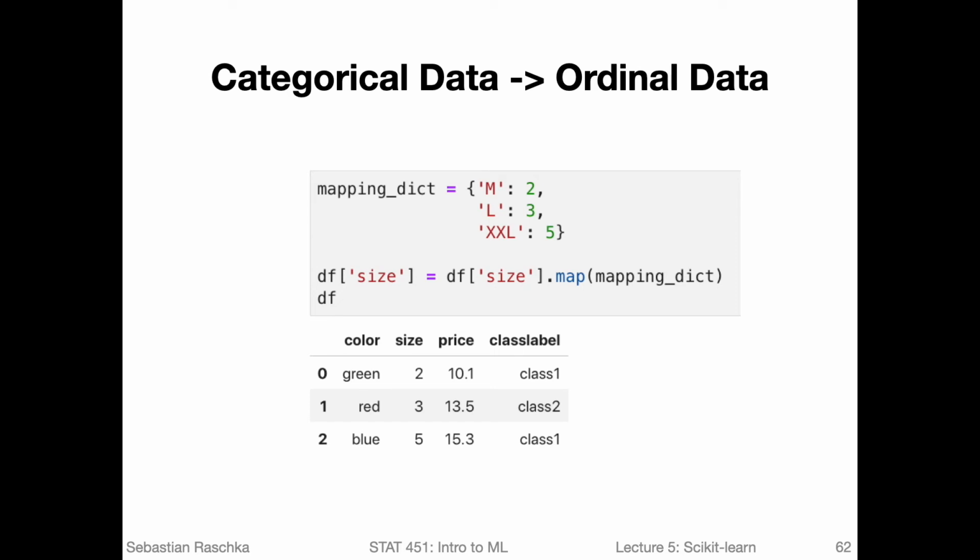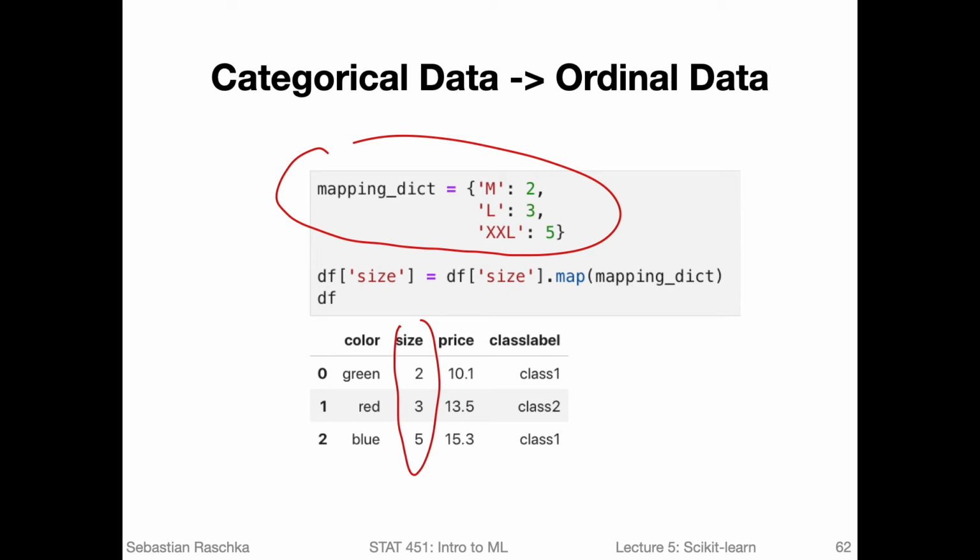So I would say the best way for dealing with such ordinal data is really just doing our map approach using the pandas data frame, where we define our mapping dictionary and then transform this feature. So in this case I was assigning the number 2 to M. There might be, for example, an S, it could be a 1 or something like that. I was assigning a 3 to the L and a 5 to the XXL. Maybe there's an XL with size 4, but this is really arbitrary.